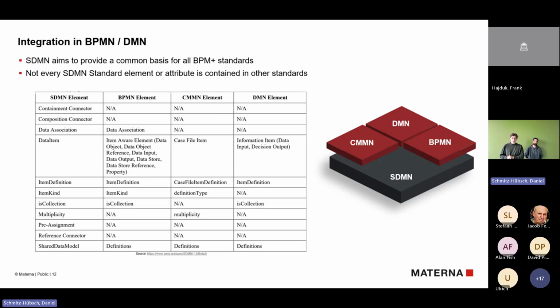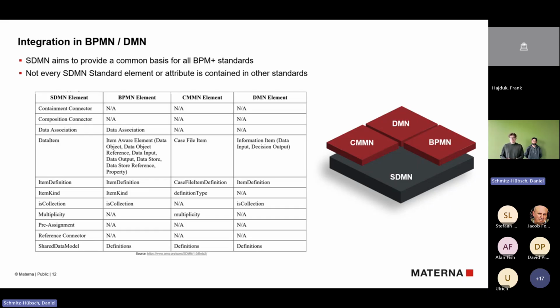Now, we want to look at how SDMN works together with the other standards. SDMN aims to provide a common basis for all BPM Plus standards. So it makes sure all the important things are compatible with these other standards. For example, a data item in SDMN has the attribute item kind. This defines the nature of the data item. Possible values are physical, information, conceptual, and others. And it's shown here in this table.